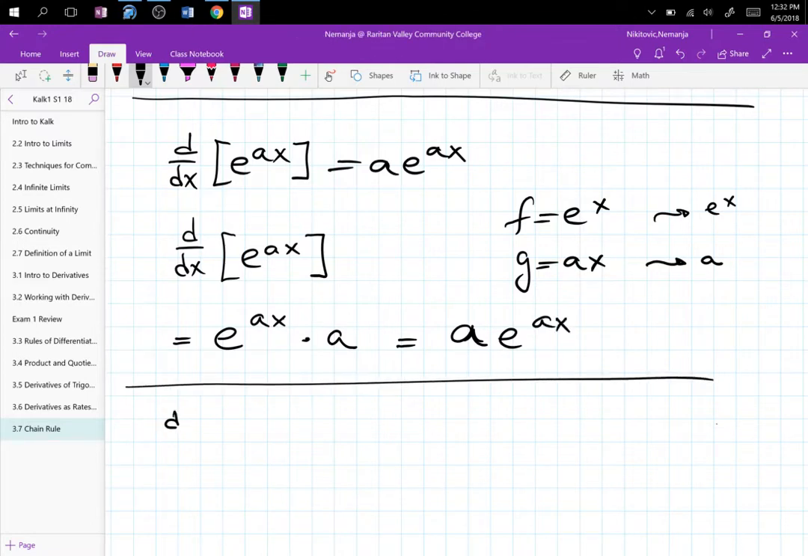So as a practice, we can think of the derivative of, let's say, cosine of 6x. So what do we get? Cosine 6x.